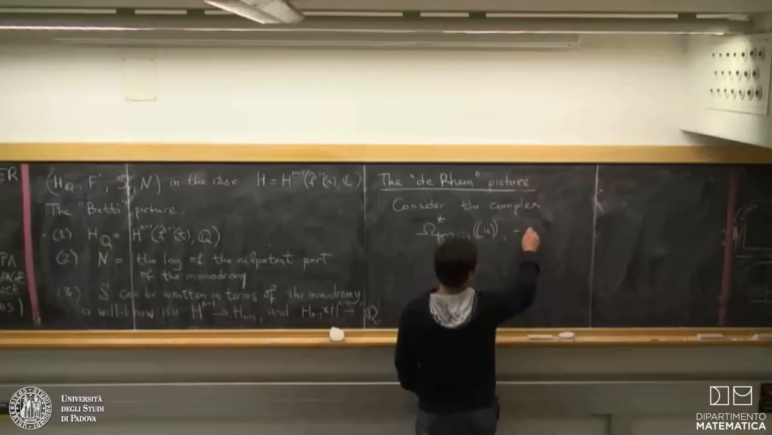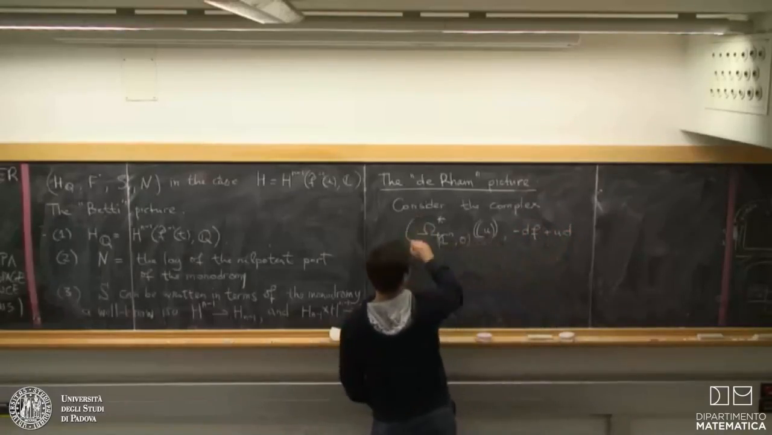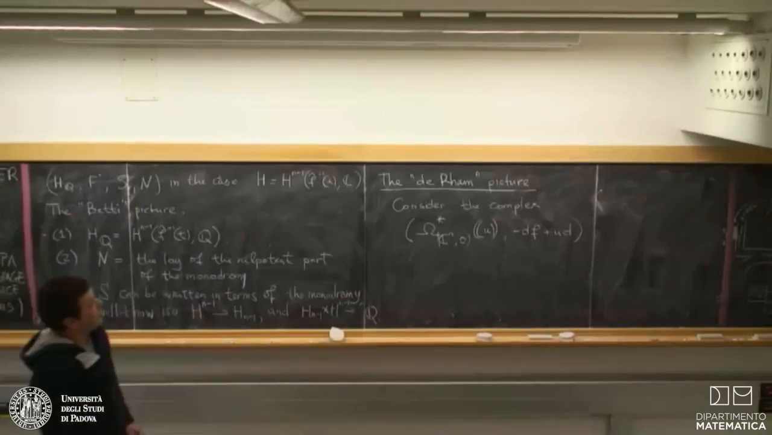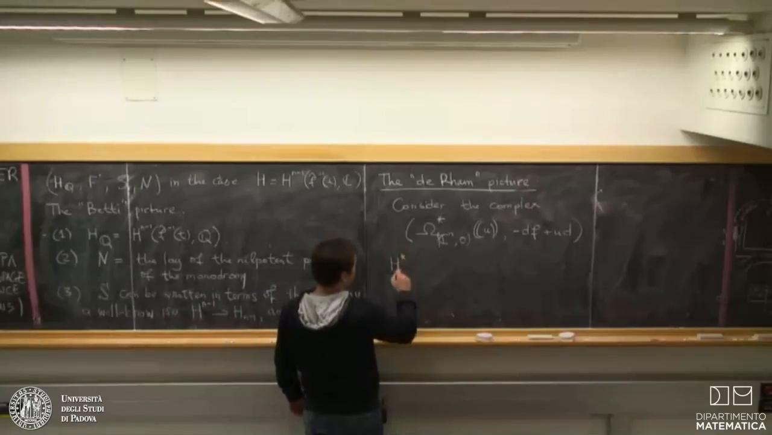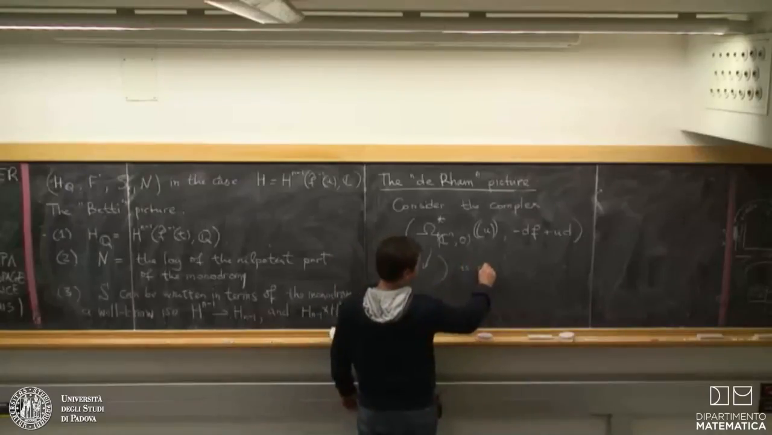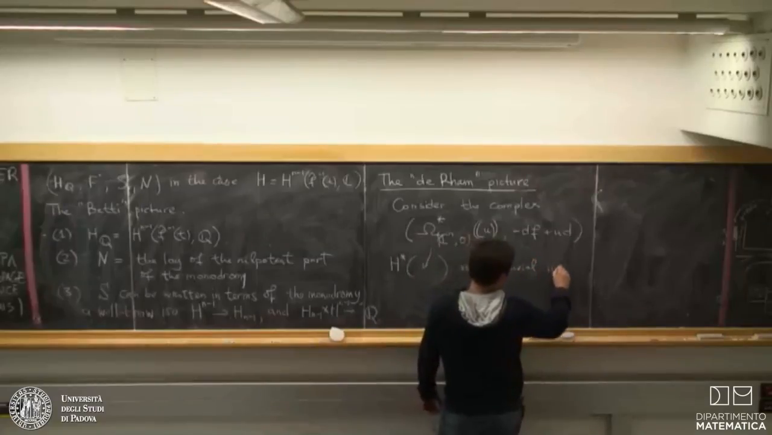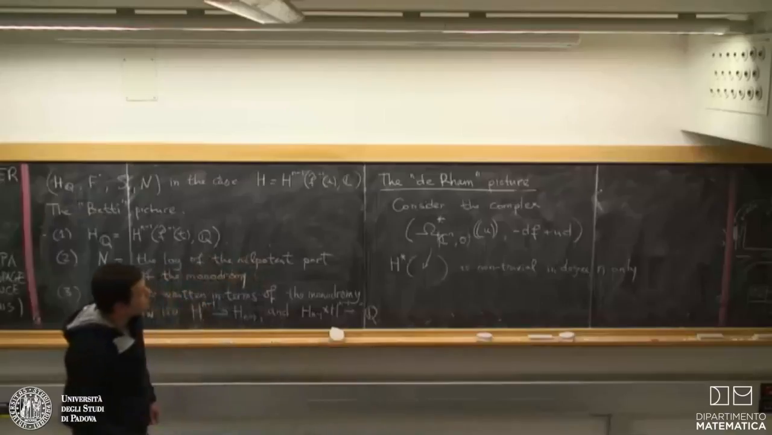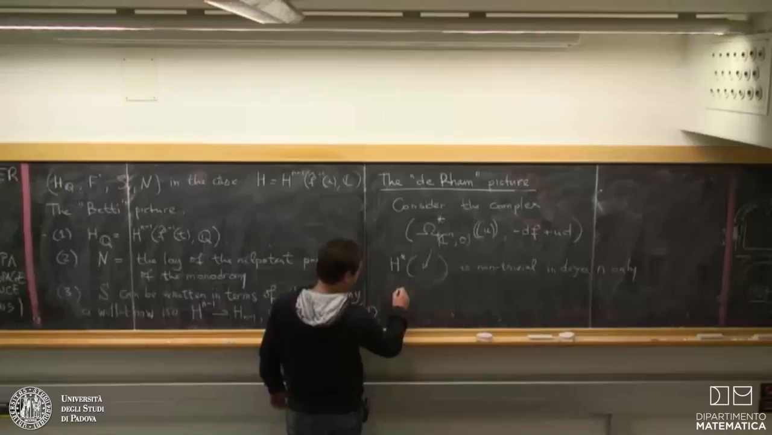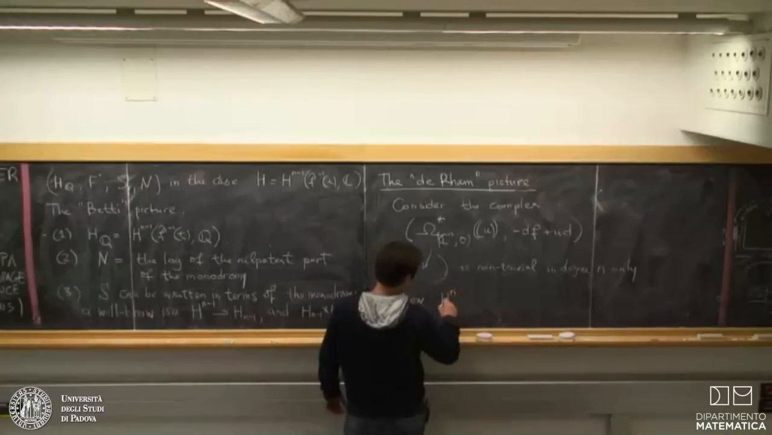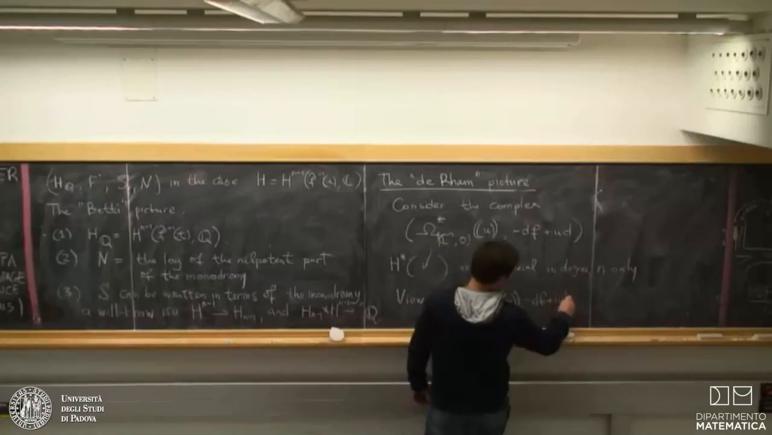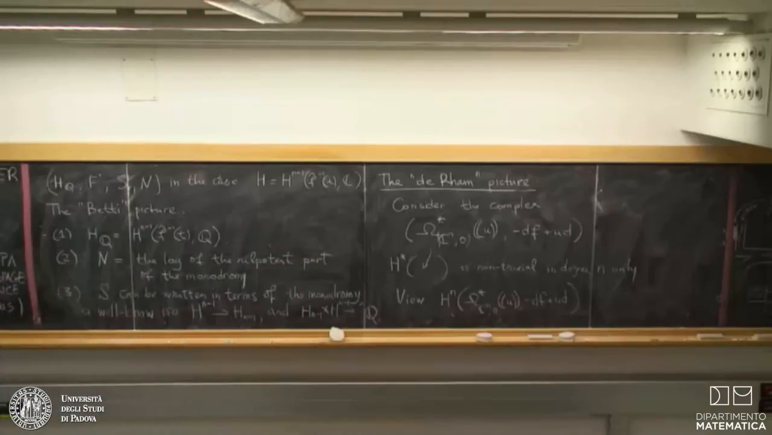Now it carries this differential, right? Now, it turns out that the cohomology of this complex is non-trivial in degree n only. And so let's view this non-trivial cohomology group as a vector bundle on the punctured formal disk with coordinate u.